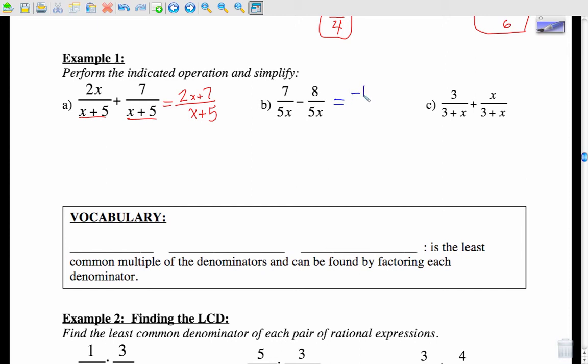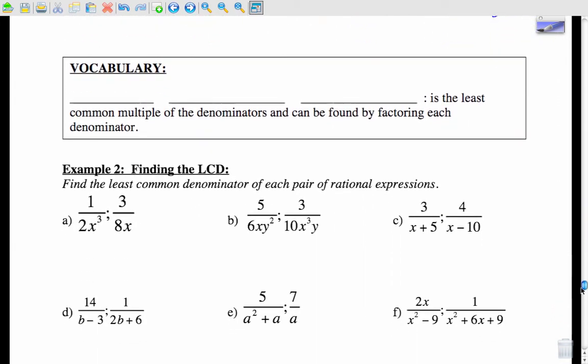Same thing here. I'm going to subtract the top, leave the bottom the same. Negative 1 over 5x. And this last one here. These bottoms are also the same. So I can add the top, 3 plus x over 3 plus x. Now, since these are exactly the same, yes, I can cancel them out. And you will get 1.